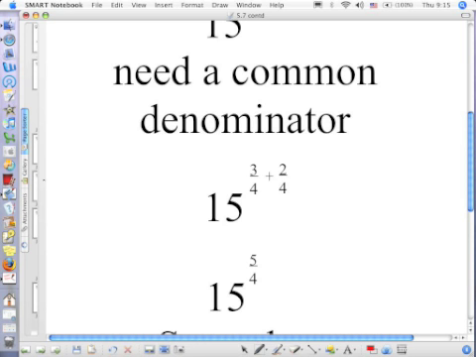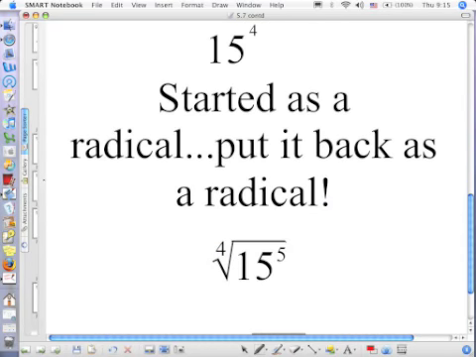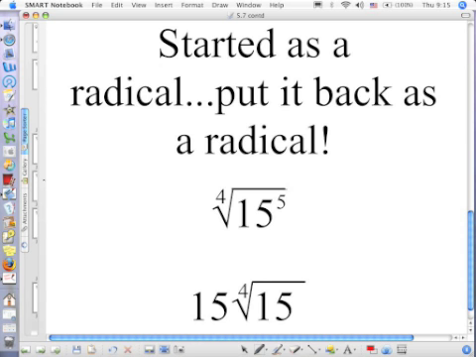All right, but how did this problem start off? Did it start off with fractions or as a radical? It started off as a radical, so we need to put it back into radical form. 15 to the 5/4 as a radical is the fourth root of 15 to the 5th power. All right. Now, what did we say about radicals? They must be simplified, which means if you're looking for a fourth root and there are 4 under there, what are you supposed to do? Take them out.